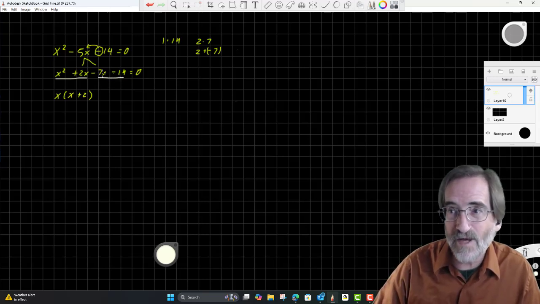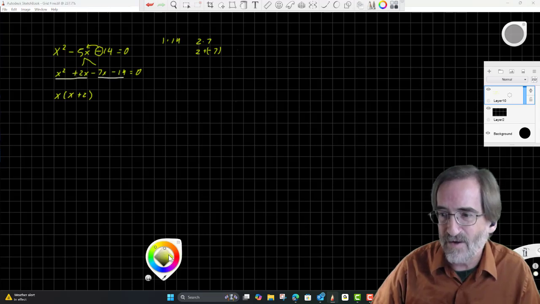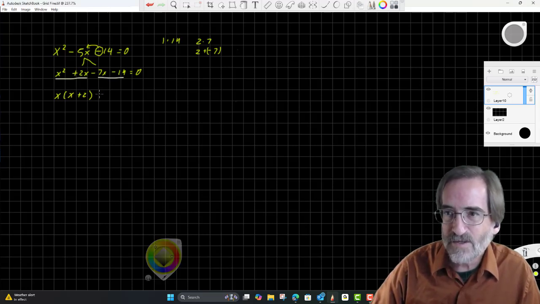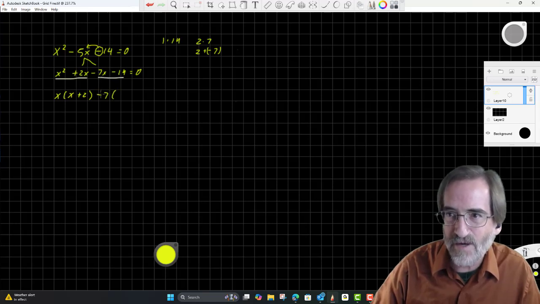14 is 2 times 7, so there's a common factor of 7 in both of those. So I'm going to factor out a negative 7. Negative 7x divided by negative 7 is 1x. Negative 14 divided by negative 7 is positive 2.